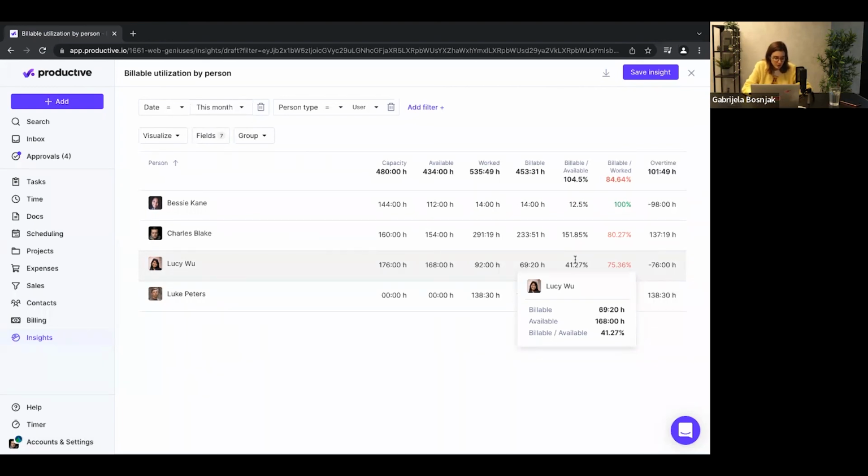It's really important to look at this figure if your employees are not really tracking all of their time, right? Because a lot of times people forget to track a day or they just miss some hours. So if that's your case, then look at that metric as well.